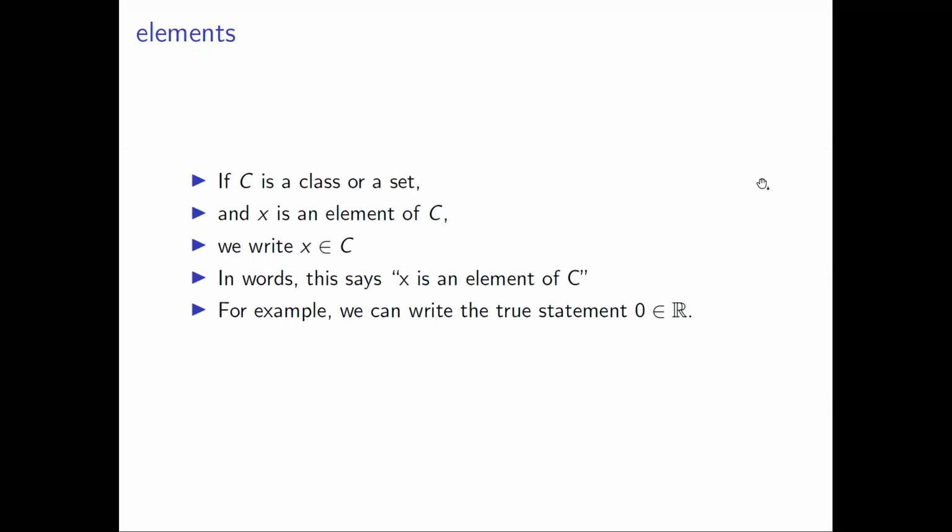And here are some examples of using the elementhood relation. For a true statement, we can write 0 in R, where R is the real numbers. And that's true. On the other hand, we can also write a false statement involving the elementhood relation: -1 in N, the natural numbers. And we know the natural numbers start at 0 and go up, so they do not include -1.